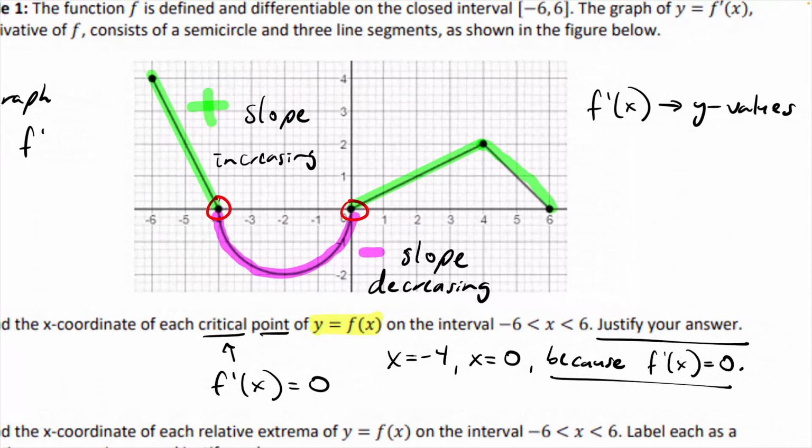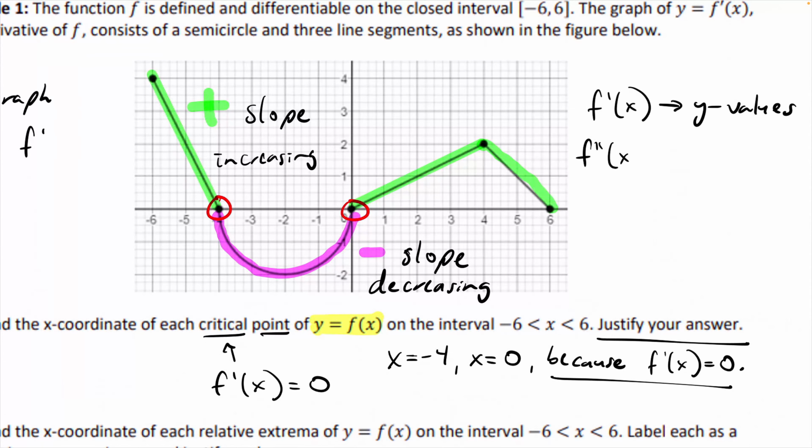So, let's go back. So the derivative is the y values. What is the second derivative gonna be then? If the first derivative is y values, what's the second derivative gonna be? The derivative of the y values? Slopes, right? Y values, slopes, and then increasing, decreasing, in other words, that kind of thing.